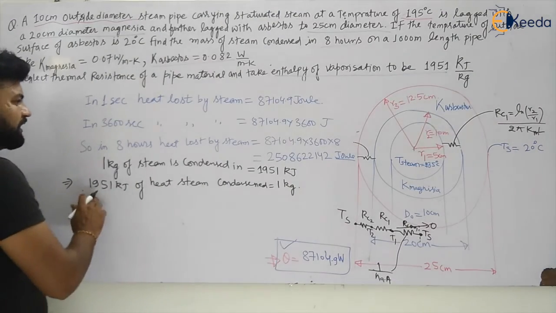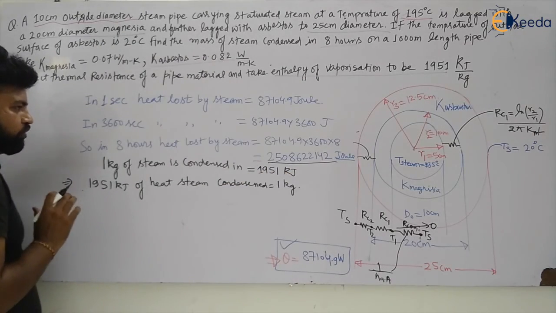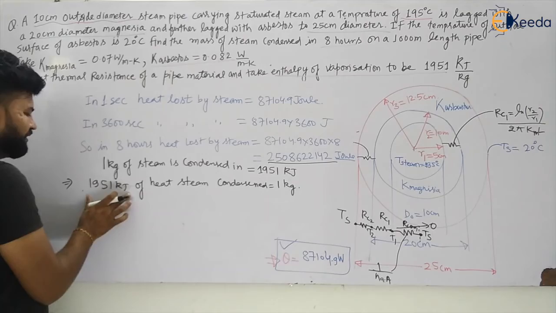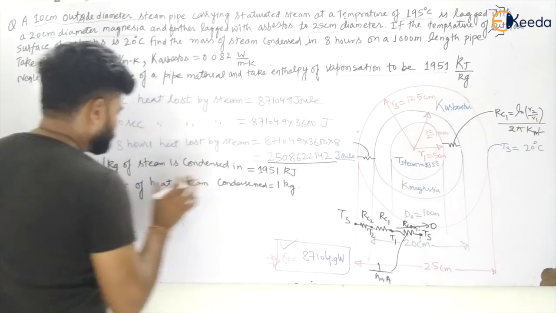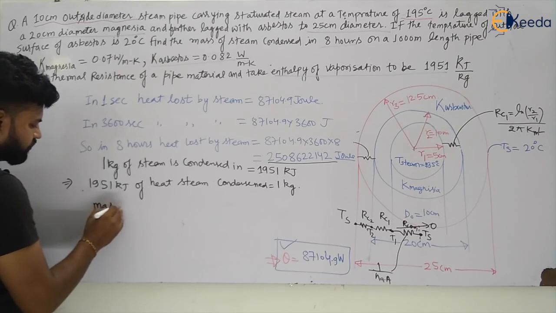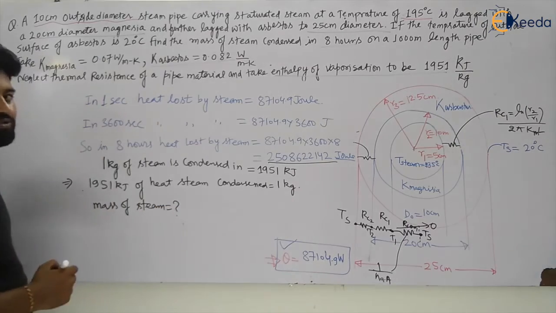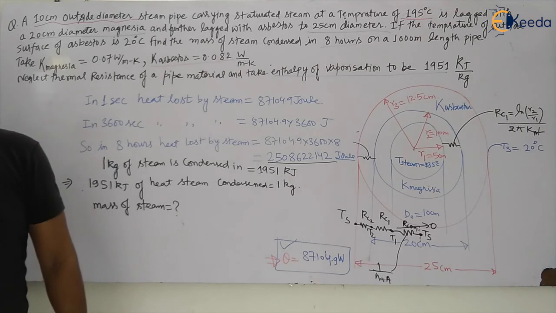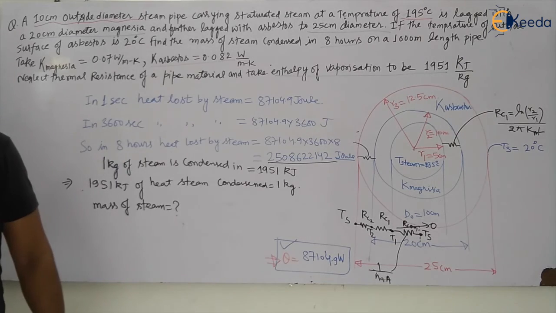Okay. So can I calculate for this much of energy, this much of heat, the amount of this conversion? So in this much energy, that is 1951 kilojoule of energy or heat, the steam condensed is 1 kg only. So if I divide this, what will be the mass of steam? Mass of steam I have to calculate, my dear students. So what will be the mass of steam in this case? The mass of the steam will be given by m into h is equal to q.